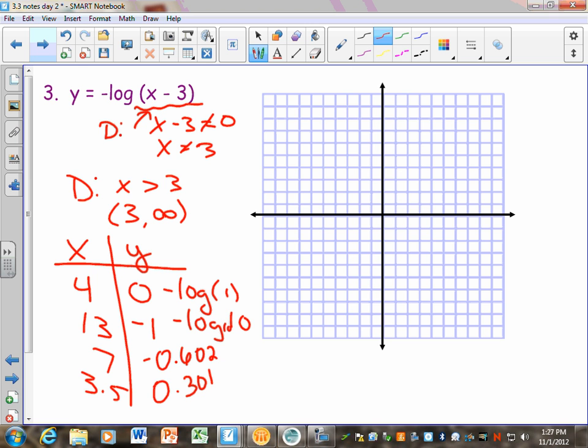So if I graph this, at 4, I get 0. At 13, I get negative 1. At 7, I get negative 0.602. And at 3.5, I get a very small number like negative 0.3. Where's my asymptote going to be? At 3.